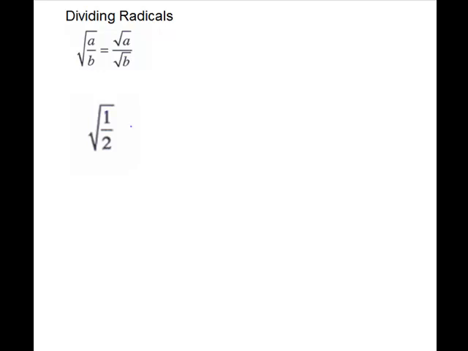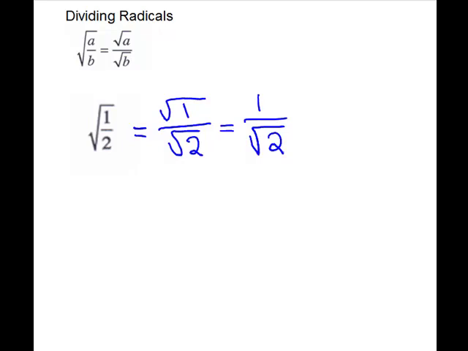For this next problem, square root of 1/2, there is nothing we can simplify underneath the radical, so we will break the radical apart and put it with the numerator and with the denominator. We can simplify the square root of 1 is just 1. And nothing we can do right now with the square root of 2. Right, we're not allowed to leave a radical in the denominator.